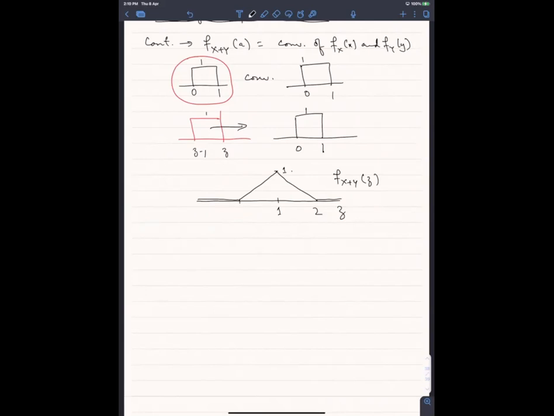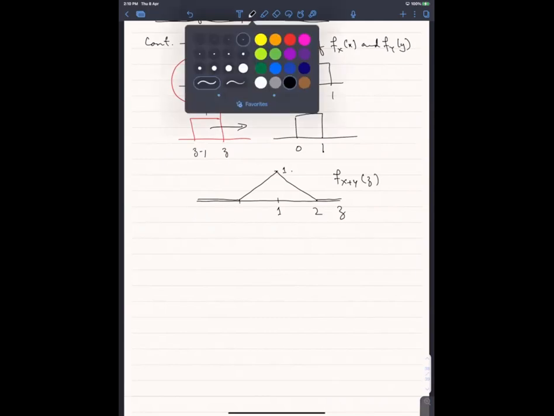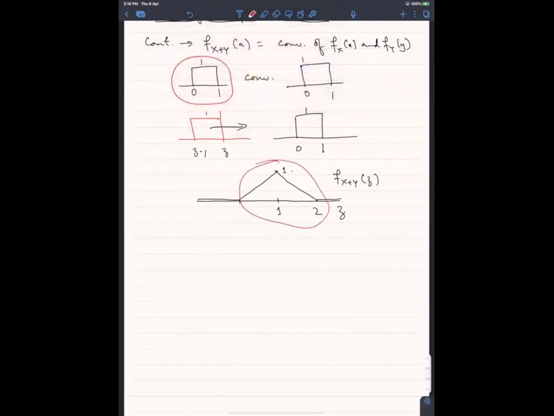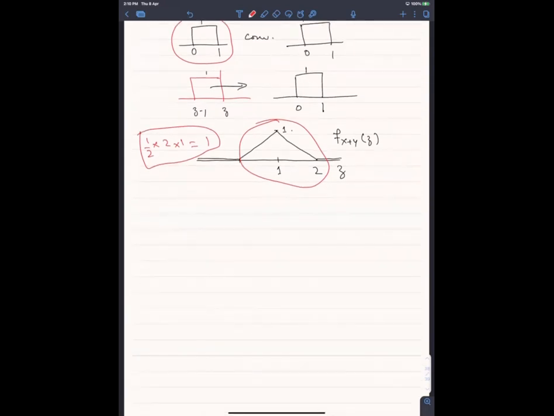You can verify that this is the PDF. How? Find the area under the curve. The area under the curve is a triangle, so half into base into height, which is equal to 1. And it is non-negative always, so it is a PDF. Verify. Okay. Now today I'm going to talk about a few more examples.